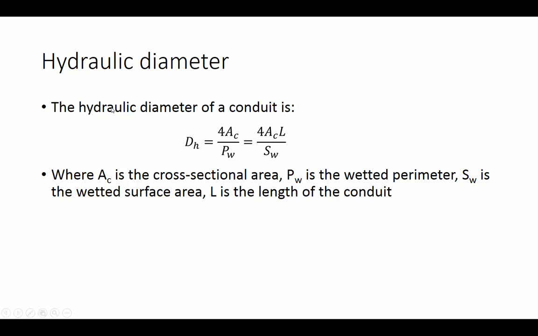And we can think about the hydraulic diameter of a conduit, which is, again, the cross-sectional area times 4 divided by the wetted perimeter, or the cross-sectional area times 4 multiplied by the length of the conduit divided by the wetted surface area.